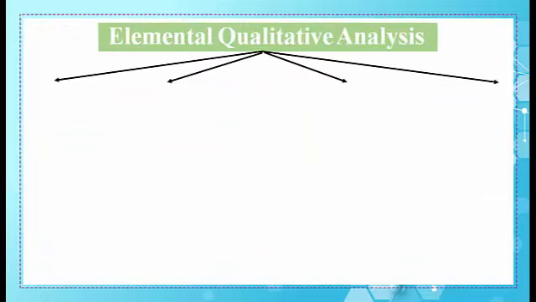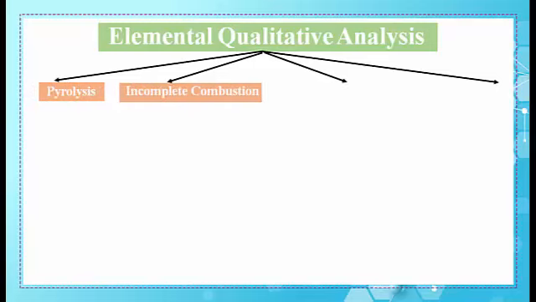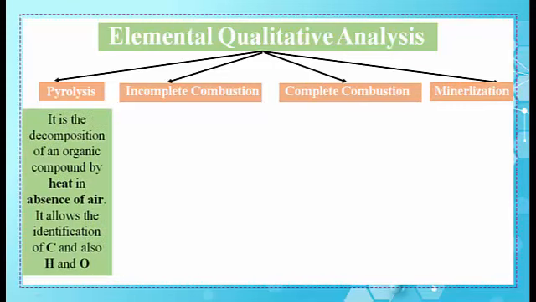What is elemental qualitative analysis? It is divided into pyrolysis, incomplete combustion, complete combustion, and mineralization. Pyrolysis is the decomposition of an organic compound by heat in the absence of air, in the absence of oxygen exactly. It allows the identification of carbon and also hydrogen and oxygen.